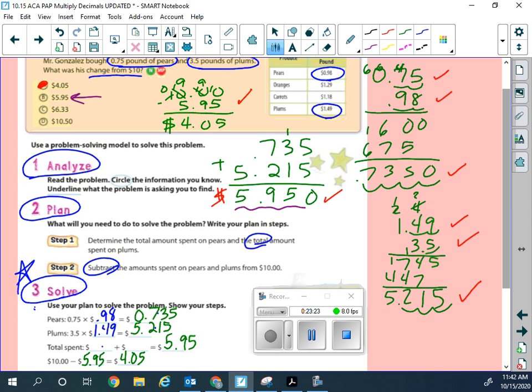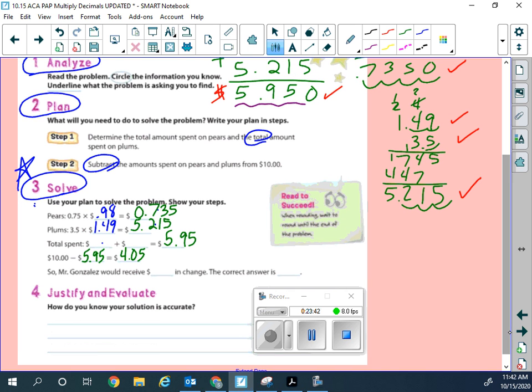Sometimes what happens in a long problem like this, you get what I call lost in the problem. You're working, and you got 5.95, and you look over at the answers, and you're like, yes, I see 5.95, and that's it. But then you skip a step, okay? So you just got to be careful.